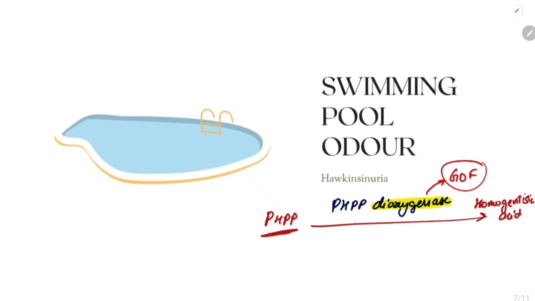Loss of function mutation of dioxygenase, that is PHPP dioxygenase enzyme, if there's a loss of function mutation you will get type 3 tyrosinemia.